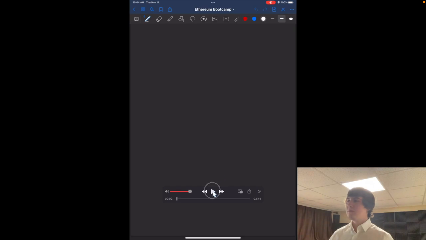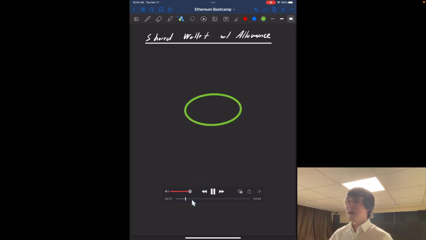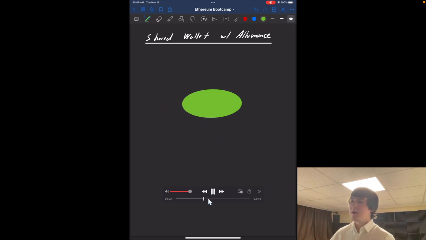Okay, so what we're going to be creating is something like this. We're going to have a shared wallet with an allowance. You're going to be able to deposit as many funds as you want into this pool of money, which is the smart contract. We're going to have several accounts where the owner can set the balance for each account. So for example, we'll have address 123, address 326, 396, and the owner can set how much each of these addresses can have. So they can have like 1 Ethereum, 3 or 5 Ethereum.